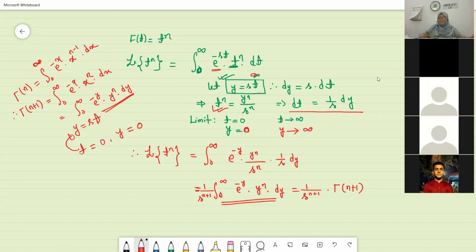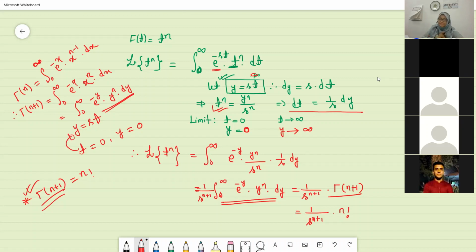And there is a property of the gamma function. Gamma n plus 1 is equals to what? All of these things you have learned in your integral calculus. Gamma n plus 1 is equals to n factorial. Now you understand the necessity of gamma and beta function. It's one kind of application of gamma and beta function. So we have 1 by s to the power n plus 1, and in the place of gamma n plus 1, we write n factorial. So this is the formula of Laplace transformation for t to the power n.